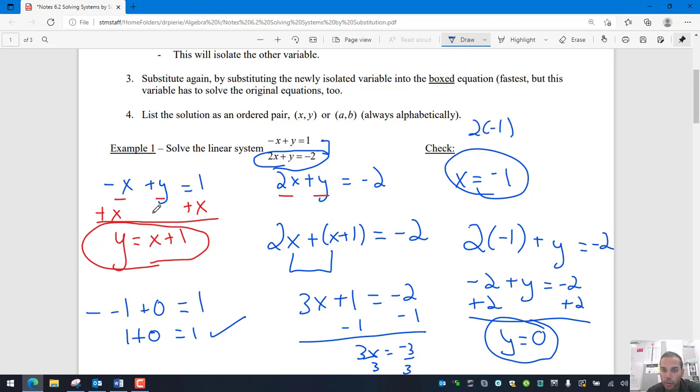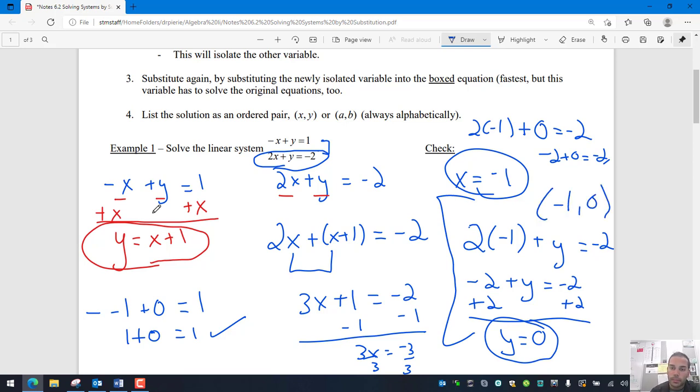And then plug it into the second just to make sure. 2 times -1, x is the same thing as -1, y is equal to 0, plus 0 equals -2. Does -2 plus 0 equal -2? Yes, it does. So I know these two values are correct, and I could write my answer as an ordered pair, -1, comma 0. Okay, let's do another one.